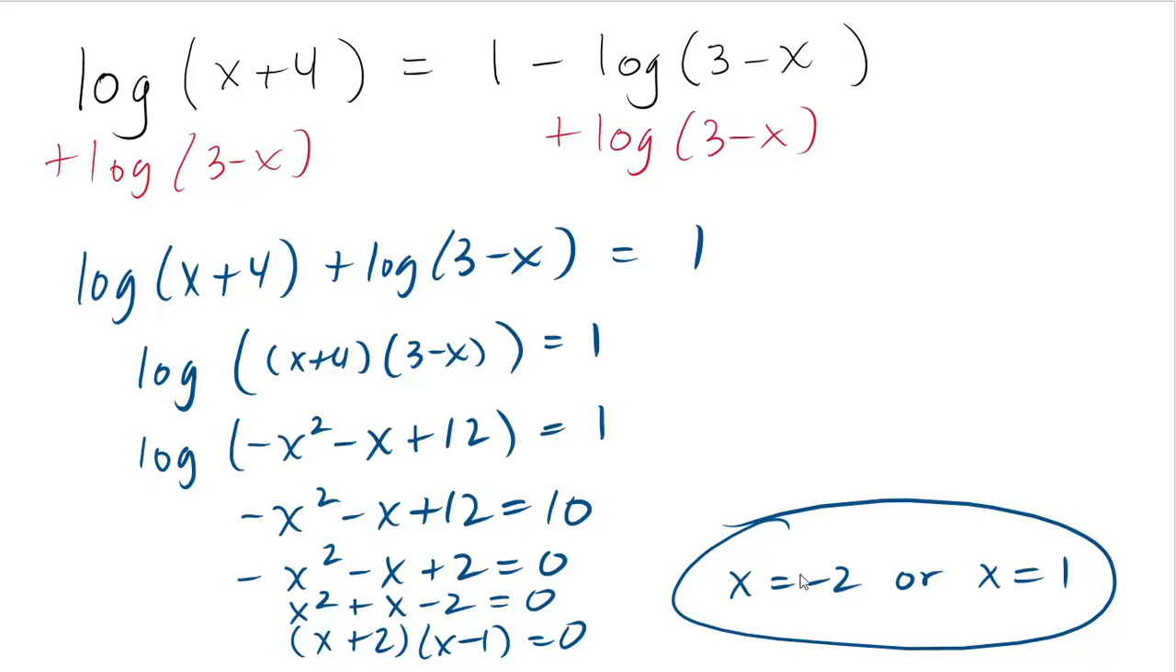It's not that x can't be negative, it's the input to the logarithm that can't be negative. Negative 2 makes both of these inputs positive, so we're fine there. It's also not always the case that one of the two solutions has to be extraneous. Here, both of these work. You've got to check. You can't make any assumptions like that.